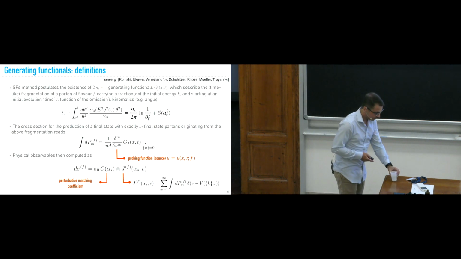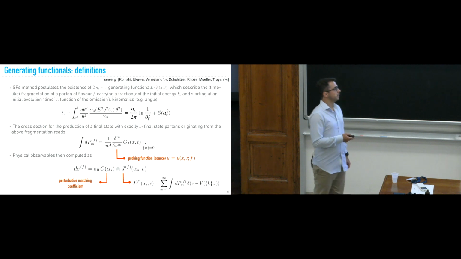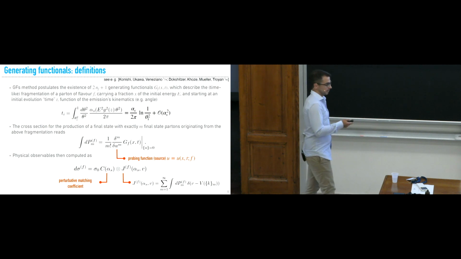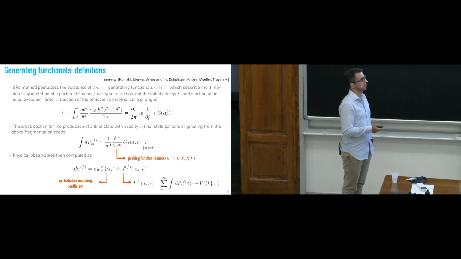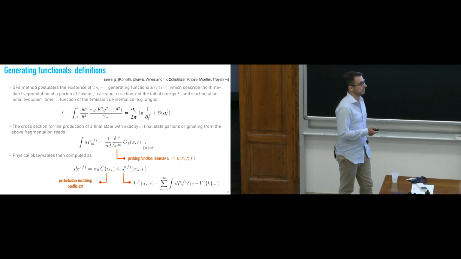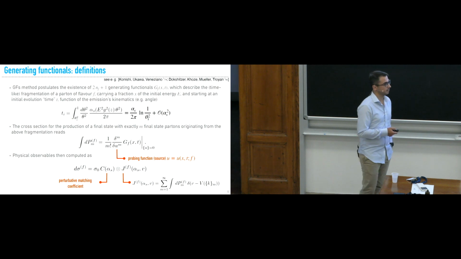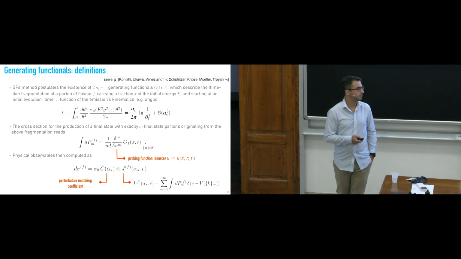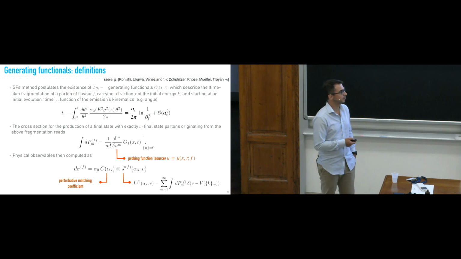So some definitions. Now, the generating functionals method: this is something that was first proposed in a series of papers by Konishi, Ukawa, and Veneziano back in the late 70s, and then it was used after that in many contexts by many people. For instance, a nice review can be found in this book.